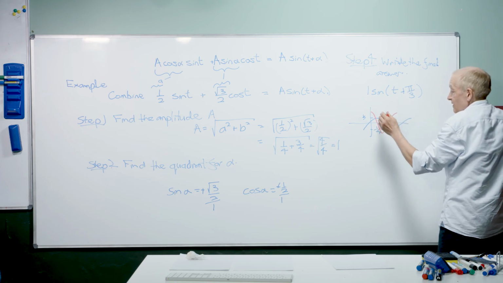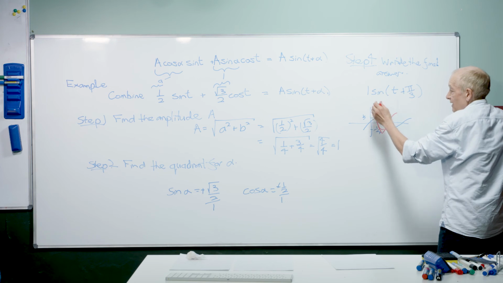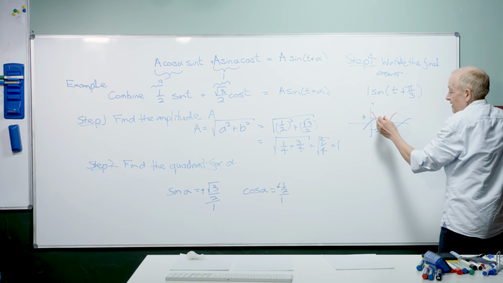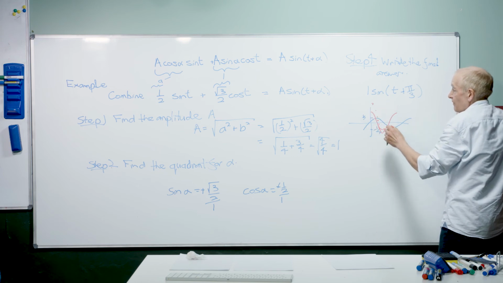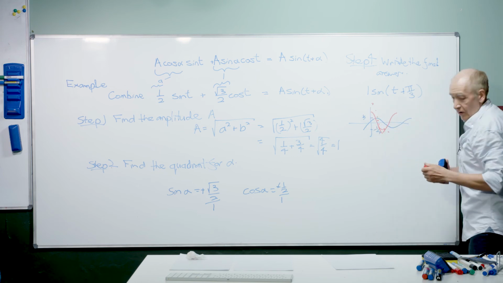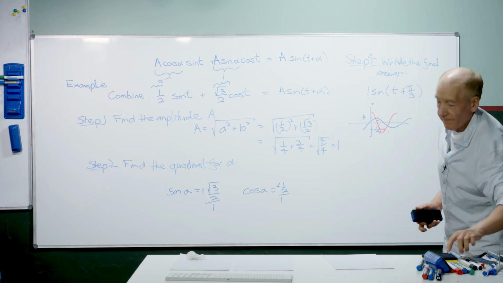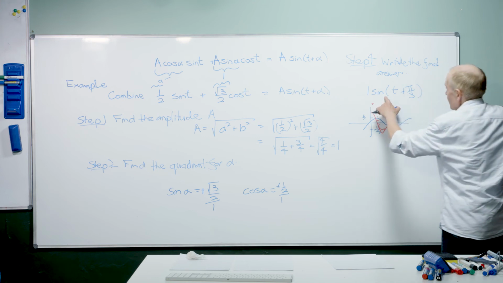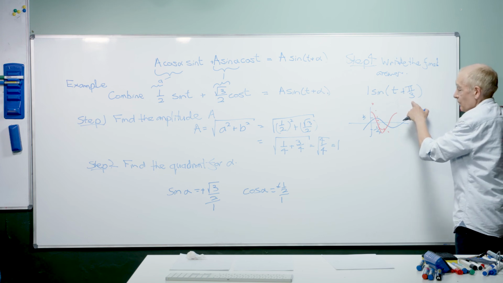You can see that it's messy. And then I'd have to add these two together to give a point, add these two together to give another point, etc., and then join up all the dots. This is much easier to plot. Here, we know the amplitude is 1 and the horizontal shift is pi on 3.